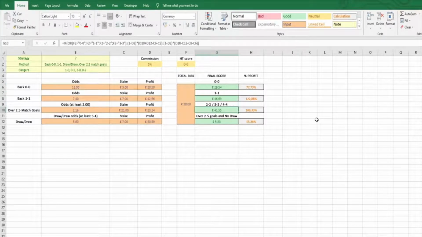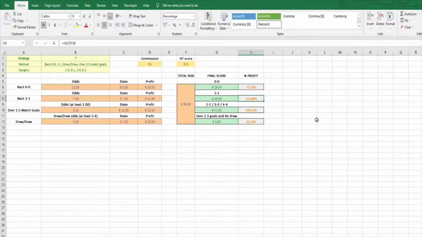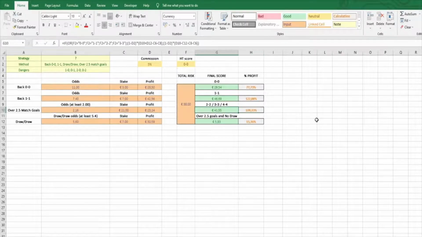Now 1-1 and 2-2, 3-3, 4-4 are even better, assuming it's a draw at halftime, because we had hit the jackpot, right? We not only win on 1-1, but we also win on draw. In this scenario, you would be looking at 122% profit on 1-1 and 109% profit on 2-2, 3-3, and 4-4, because here you would win over 2.5 match goals and draw. If there is no draw and there are over 2.5 goals, it works kind of like an insurance. So let's hope you got this game completely wrong and it's 0-3.